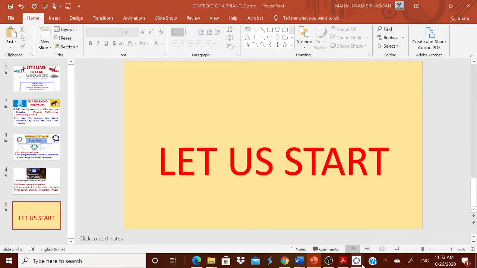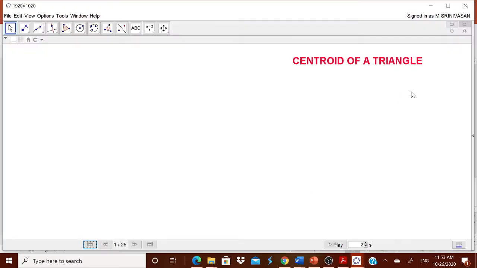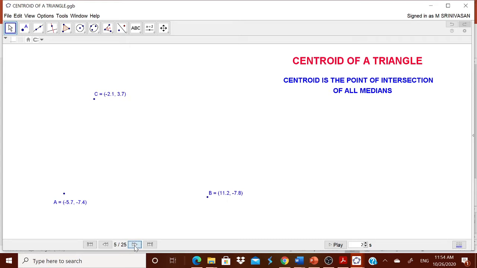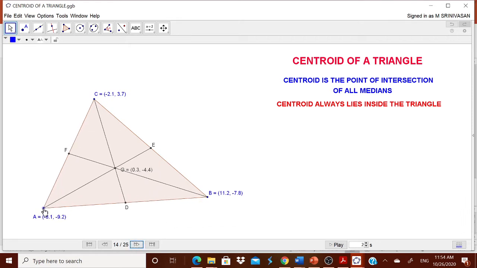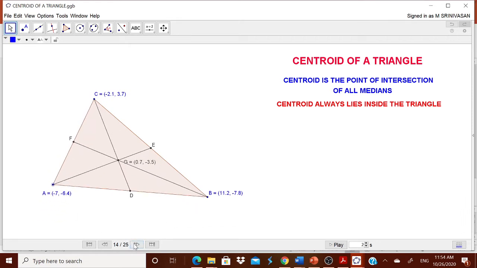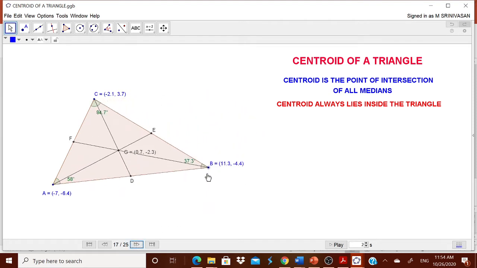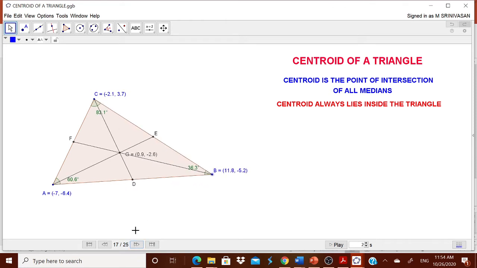We are going to prepare a worksheet of this type, centroid of a triangle. First, we will explain what the centroid is: the point of intersection of all medians. We will take a triangle, take the midpoints, join them and tell that the meeting point is the centroid. Then we will tell that the centroid always lies inside a triangle. Whenever I drag it and make this triangle into an obtuse angle triangle or an acute angle triangle, the centroid will always be inside the triangle only.